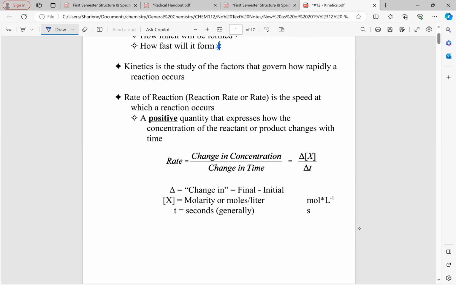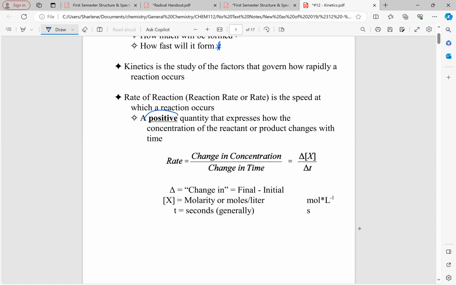Now, I want you to know that I'm going to use the word rate over and over and over. It is the same word. I'm just going to put different additions to it so that you can tell which piece I'm talking about. But the study of kinetics is all about the rates of reactions. Or you could just say rate, or you could say reaction rate, whichever. But it is the speed at which a reaction occurs.